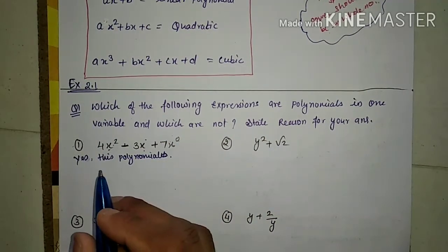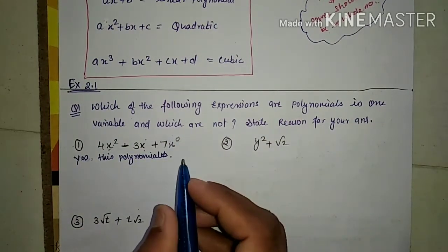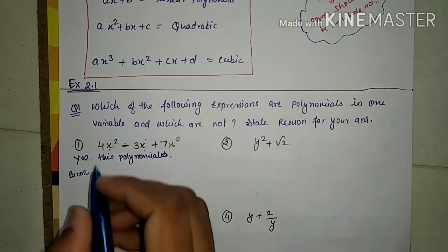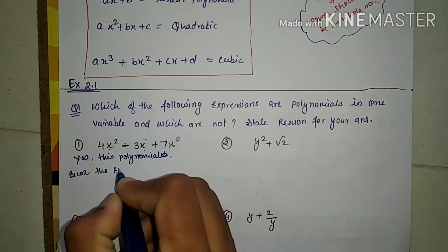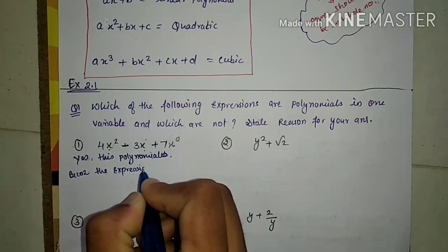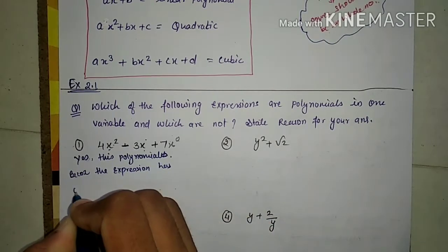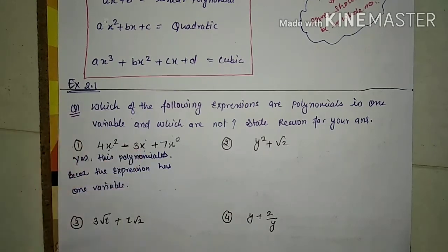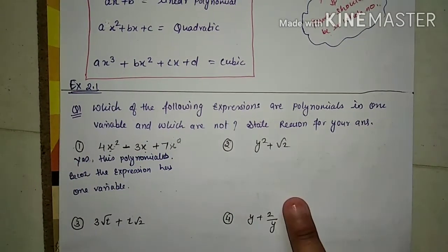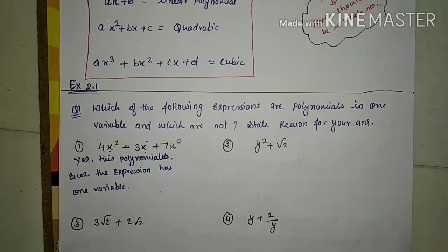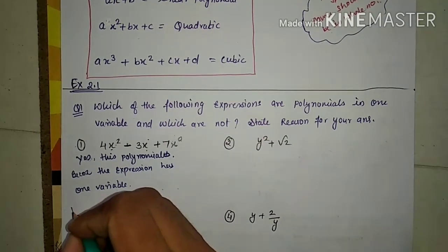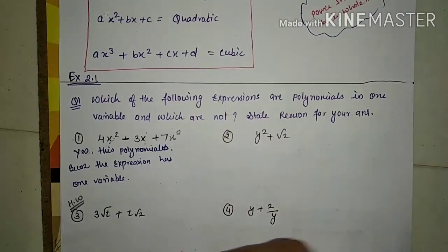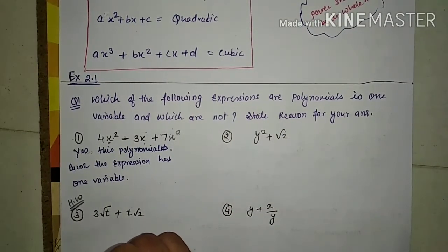So what will be my answer? Yes, this is a polynomial because the expression has one variable. Is it clear? This is the way you have to write the answer. I am solving the second one, but I am not solving the third one. The third one I am giving you as homework. Is it clear? The fourth one I will solve. The fifth one I am giving you as homework.